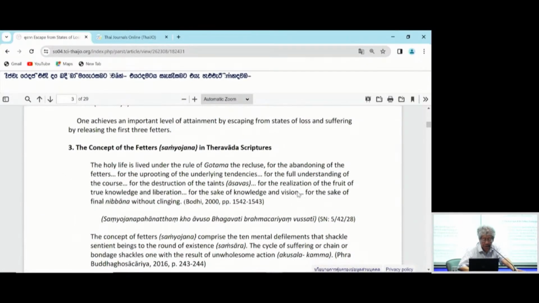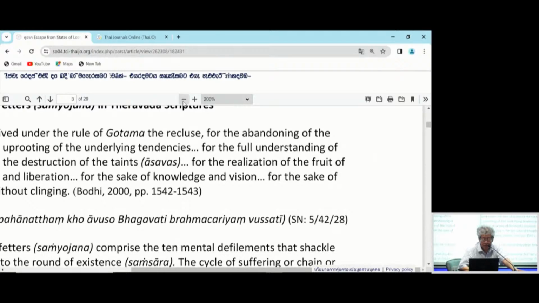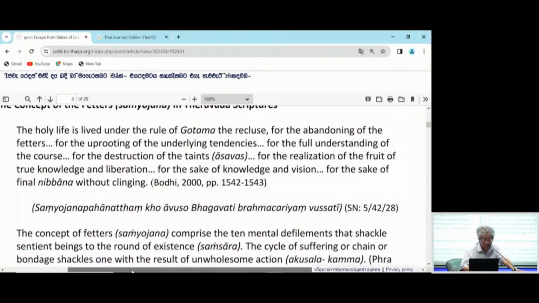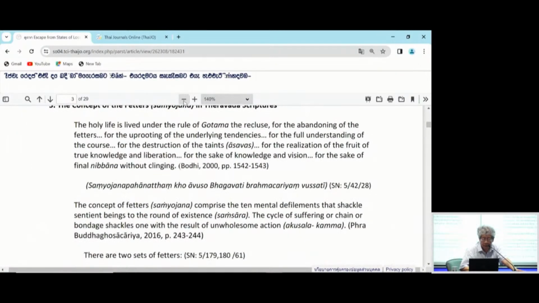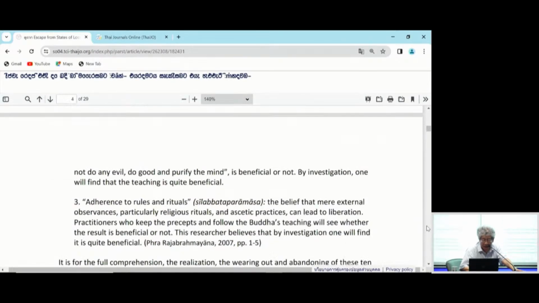And she talks about the concept of fetters. Oh, oops, this becomes big. Okay, this is something publicly available, so you can have a look by yourself. Sanyojana pahanatang ko avuso pakavati brahmacharyang vussati. Okay, this is an example of our first paper.